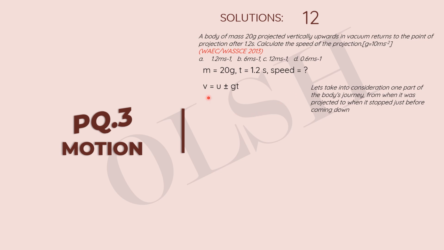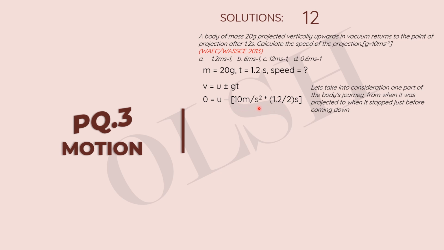Okay, so if that is the case, that will mean our final velocity will be 0, because once it is projected, it moves with an initial speed, and that speed is depleted as it goes higher because of the pull of gravity until it gets to a point where it will stop for a moment. It will come to rest for some time and then fall back down. So our final velocity is 0. Our initial velocity is what we're looking for. Our acceleration due to gravity is given, and our time is going to be 1.2 divided by 2 because we're dealing with half of the full time duration. So we have that written out here.